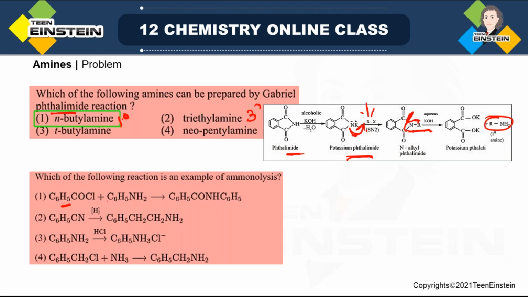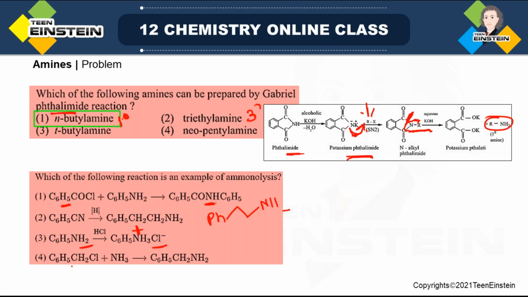First one is benzoyl chloride, PhCOCl, benzene ring COCl plus aniline. We are getting amide. Then C6H5CN and C6H5CH2CH2NH2. That means it is PhCH2CH2NH2 like this. Then the third one, aniline C6H5NH2 in presence of acidic condition. We are getting NH3+. So this is nothing but the salt of aniline.